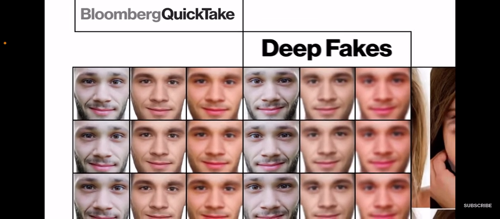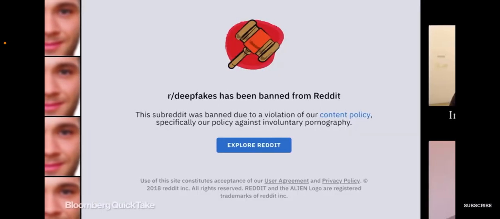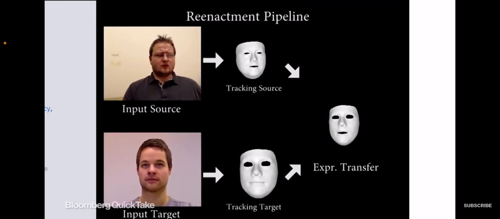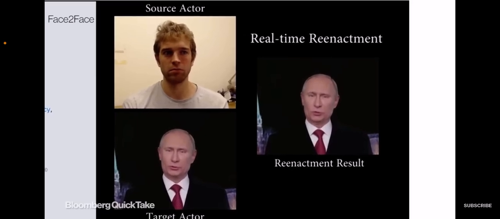Deepfakes, or realistic-looking fake videos and audio, gained popularity as a means of adding famous actresses into porn scenes. Despite bans on major websites, they remain easy to make and find. They're named for the deep learning artificial intelligence algorithms that make them possible.